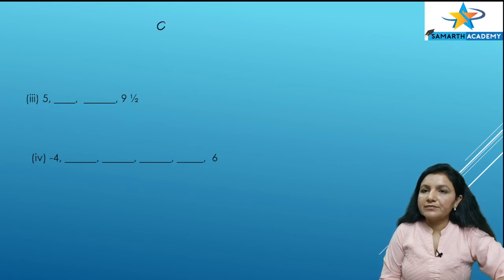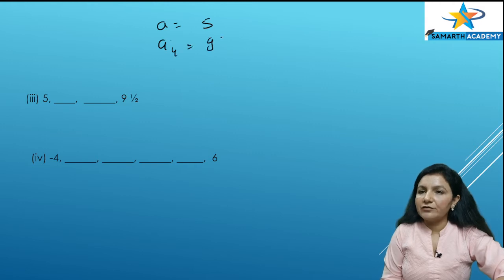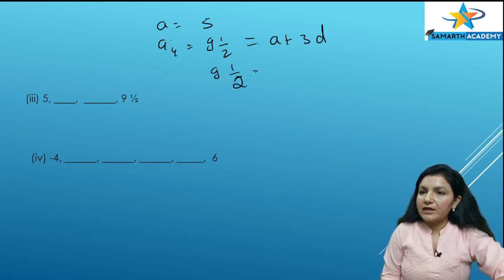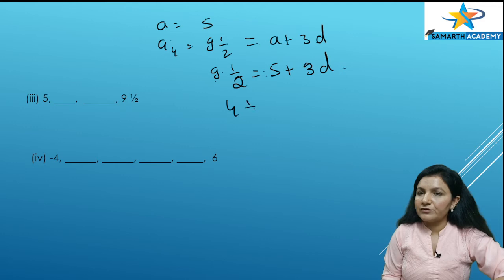Question 3. a is equal to 5. That is a1 equal to 5. a2 and a3 are asked. And a4 equal to 9.5. That is what? a plus 3d. a plus 3d is equal to 9.5. In this I can put the value of a is equal to 5. 9.5 equal to 5 plus 3d. Send 5 that side. 9.5 minus 5 becomes 4.5. 4.5 is equal to 3d. 4.5 divided by 3 becomes 1.5.